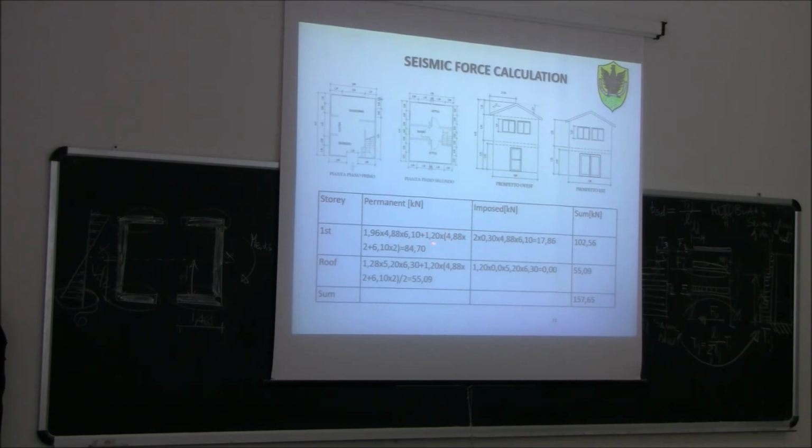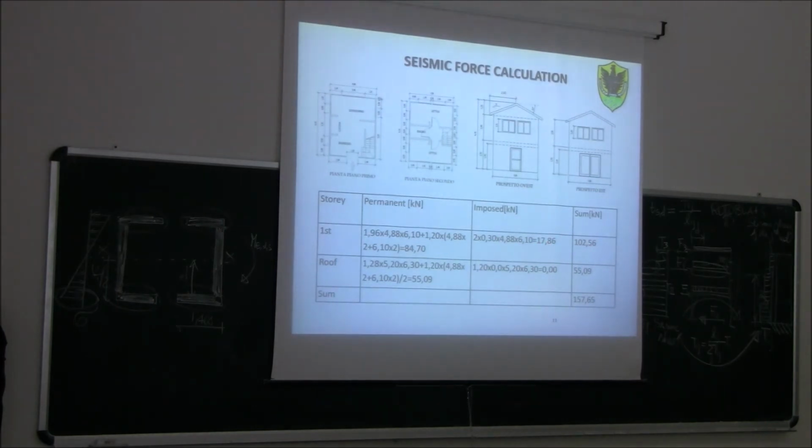No, sorry, the imposed is here. 1.2 is the weight per unit length of wall. So 1.2 times 4. So now we are assessing the weight of the walls. So it's one wall, second wall: 4.88 times 2 plus 6.10 times 2, so 6.10 is one here, plus the second one here, 6.10. So 84.70. The imposed load is 2 kN per square meter times this coefficient for quasi-permanent load combination, which is 0.3, in order to get only the seismic weight, times the area, so 17.86.